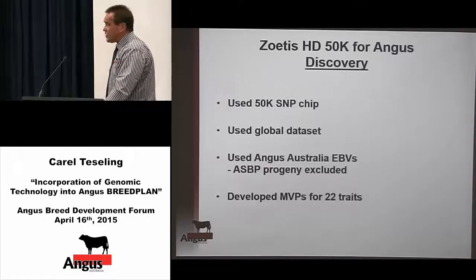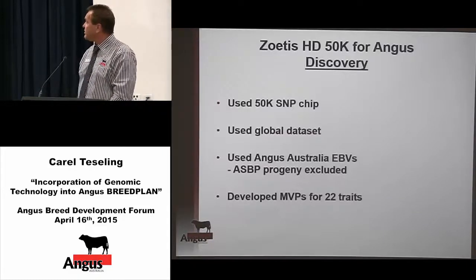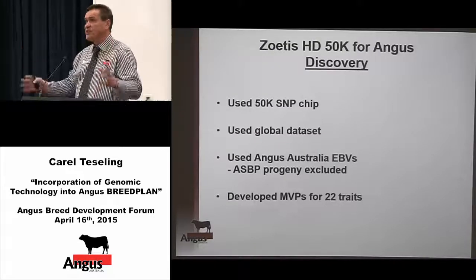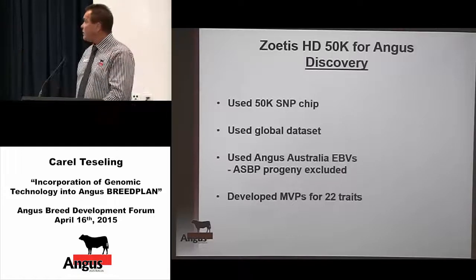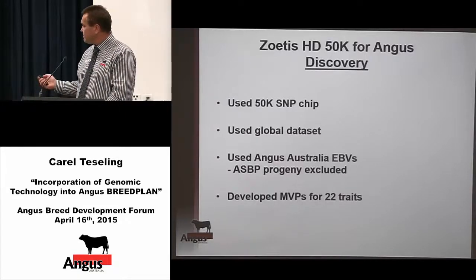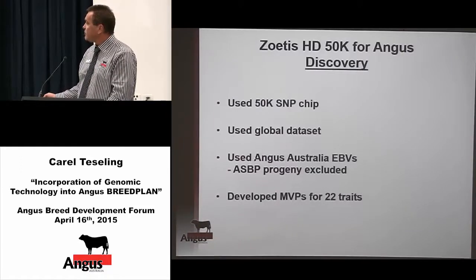So I'm going to focus a little bit more on the Zoetis HD50K discovery step. What they've used is the 50K snippet. They've also used a global data set. So Zoetis have data sets, I suspect, that they can use for discovery, but also they've used Angus Australia EBVs.